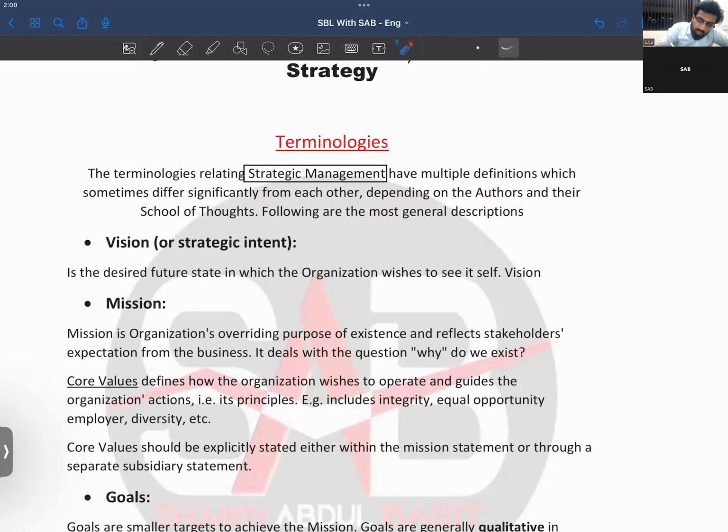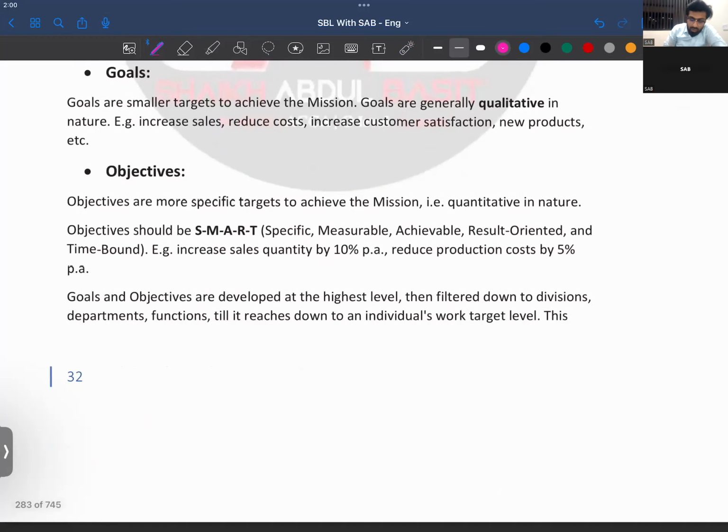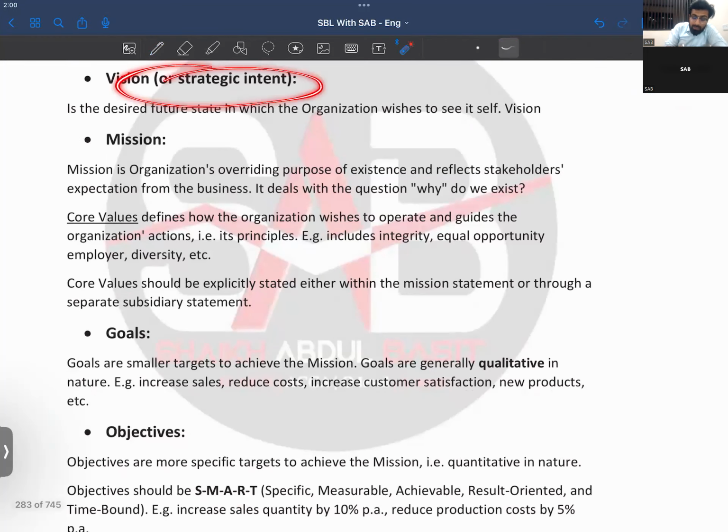So here comes a question: do we need to learn definitions in SBL? I won't be saying that you have to learn definitions, but it always gives you a good start. If you can define any particular topic, then it always gives you a good start that makes sure that you can test these topics, right? If any of the topic is being tested, you can link it with the scenario, but a definition would give you a better viewpoint, right? So these are the most important definitions that can be tested and that you have seen, obviously.